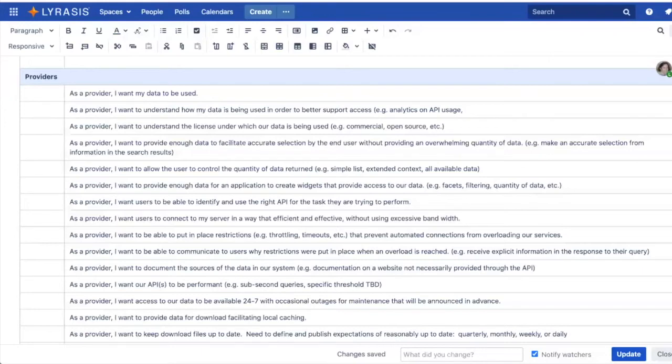I did add in here as an example, analytics on API usage. And I added, I want to understand how my data is being used in order to better support access. Because I think that better supporting access is the critical piece for me on this. As a developer, I often want to know how my users are trying to use what I've put out there, and is it working for them?